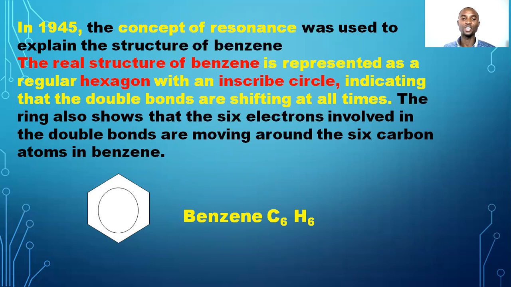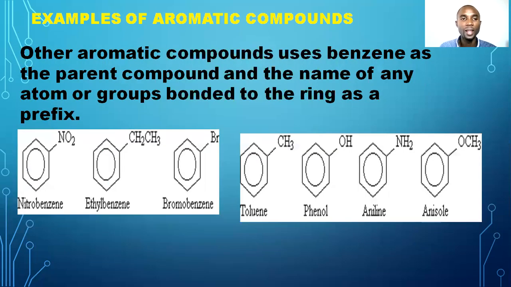So we have this as a structure of benzene. Any chemist, any scientist that sees this, you know that this is the benzene structure, and it gives you a straightaway structure of benzene. And the formula still remains C6H6.